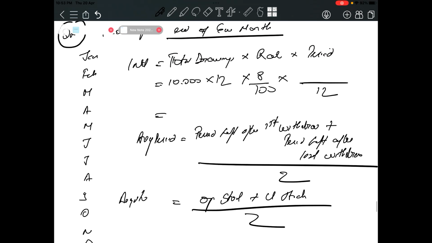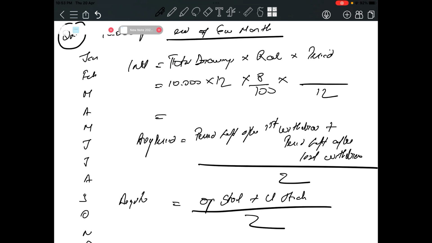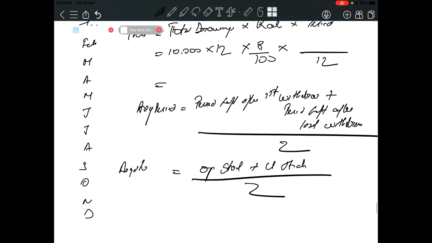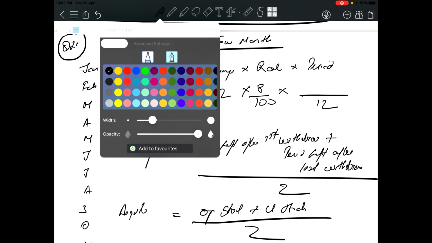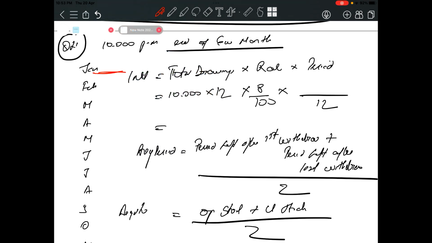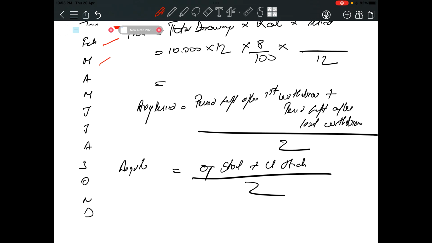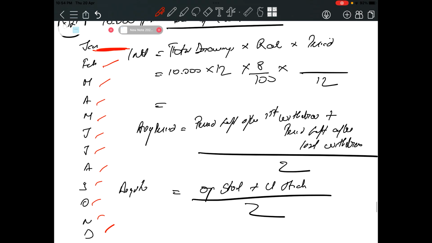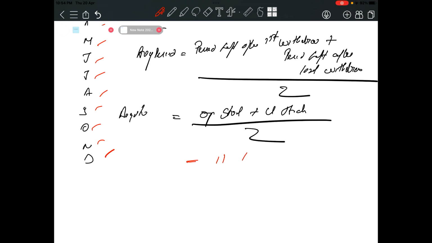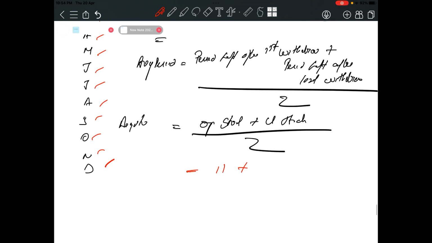We have to calculate the period. It's not possible to calculate drawings for every month, so we will apply the average method. Period left after first withdrawal: when was the first withdrawal done? 31st Jan. So how many periods are left after 31st Jan? 1 2 3 4 5 6 7 8 9 10 11. 11 months are left.